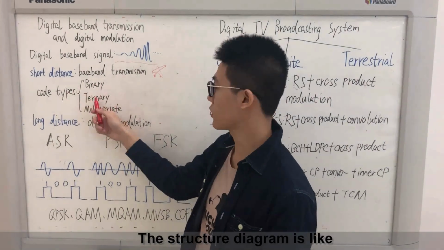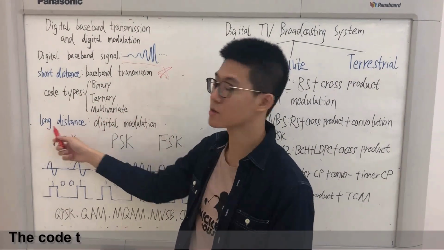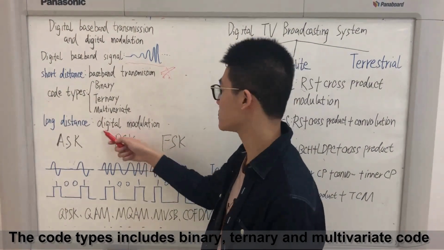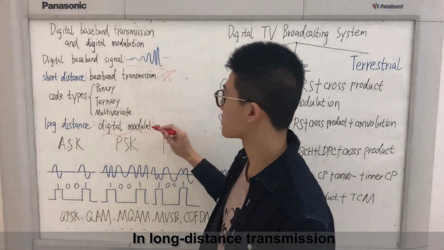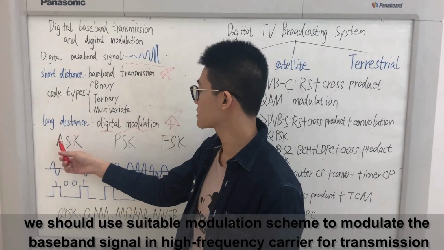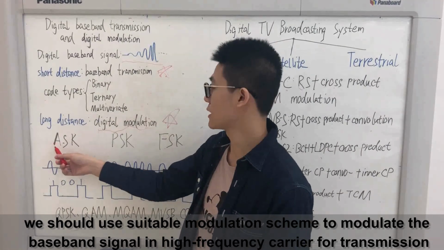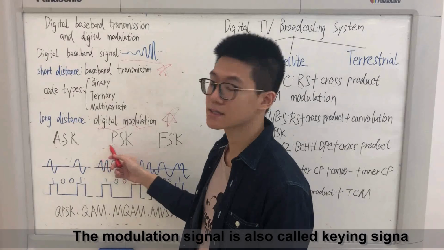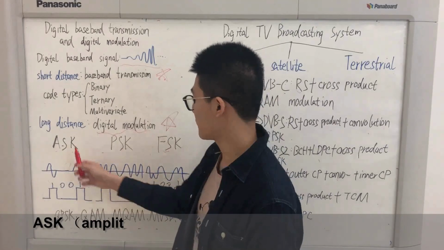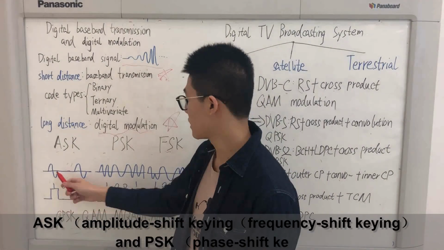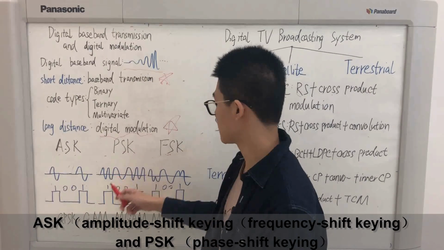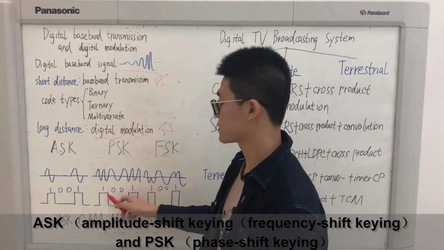The structural diagram is like this: the code types include binary, ternary, and multivariate code. In long-distance transmission, we should use a suitable modulation scheme to modulate the baseband signal onto a high-frequency carrier for transmission. The modulated signal is also called a keying signal. We have different keying schemes: ASK, amplitude shift keying, FSK, frequency shift keying, and PSK, phase shift keying.